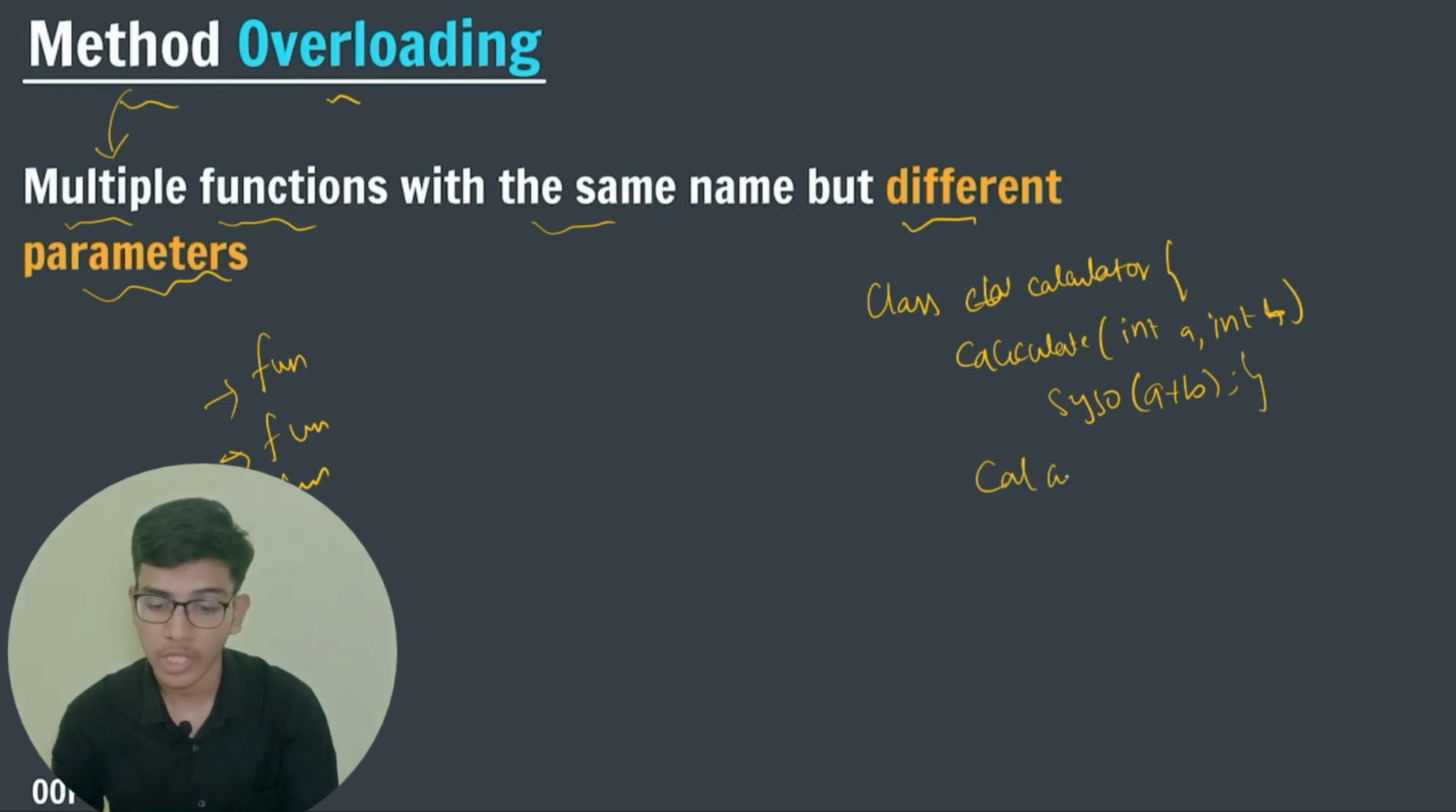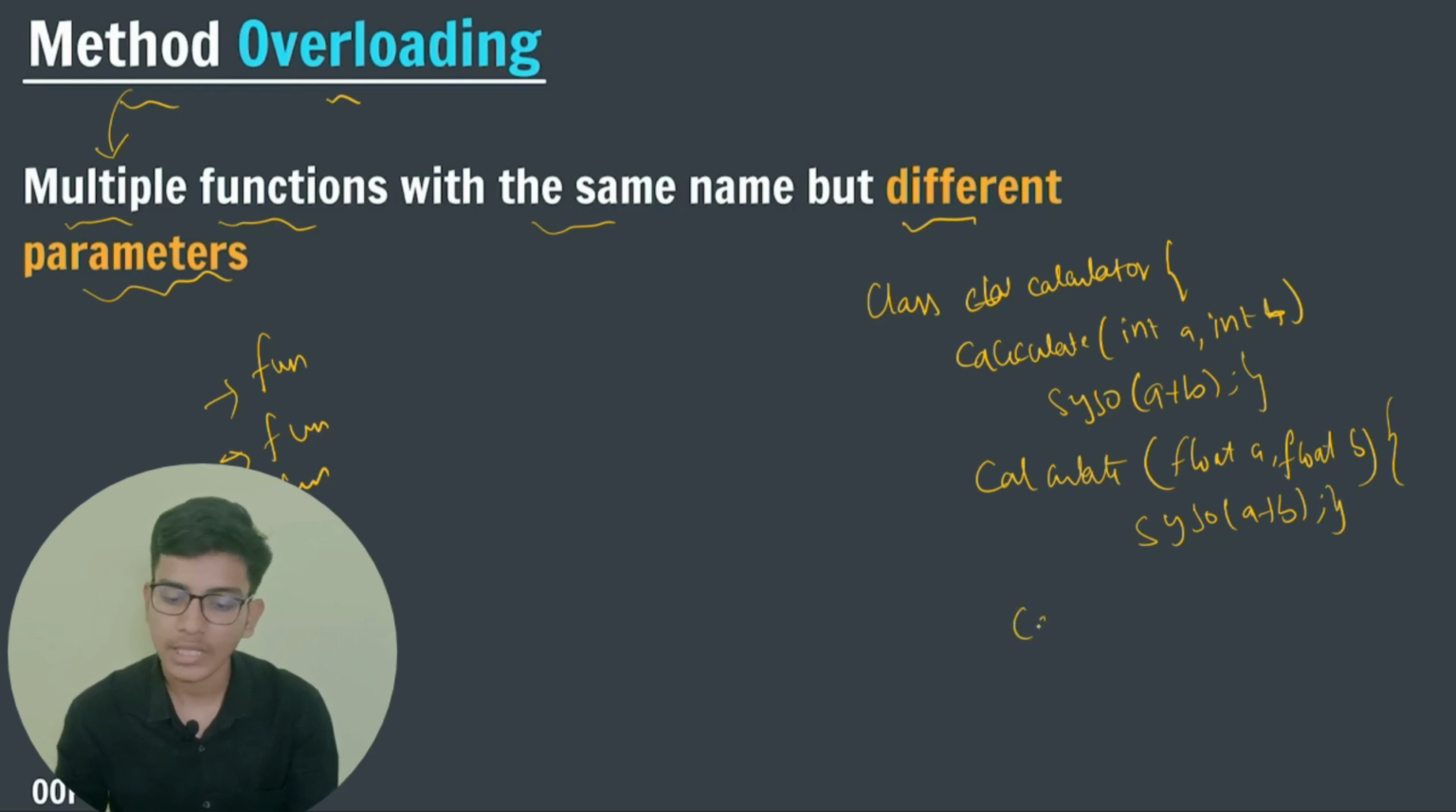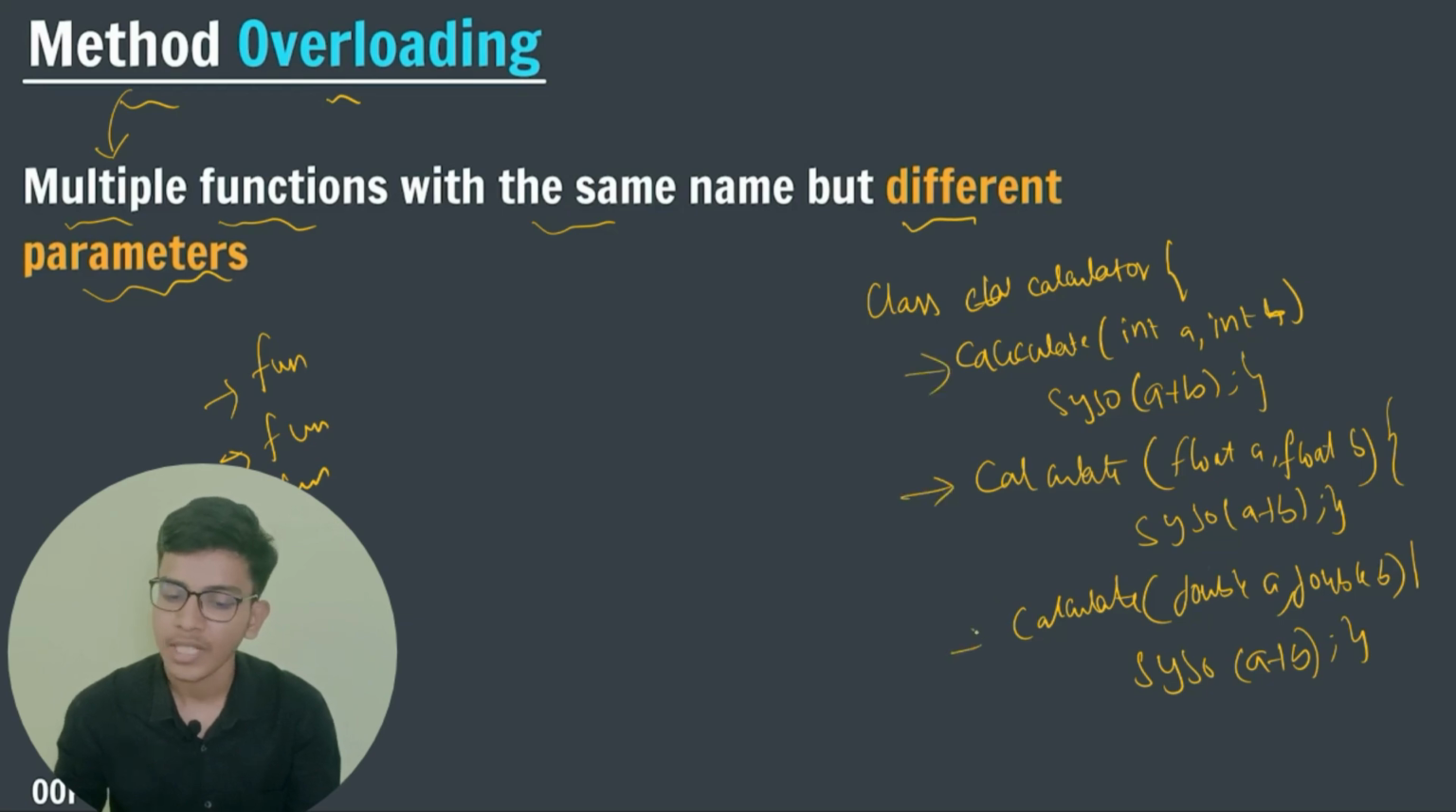This class will calculate or print the sum of two numbers. I am creating another function, calculate, and this will calculate for float numbers. So I will pass float a, float b. After that I am printing the values that I get as my float value, that is a plus b. After that I am passing calculate for double values, so double a and double b. In this I am printing the sum of two doubles, that is a plus b. You can see that the method name is the same, but the only change is that here I am passing integer, here float, and here double.